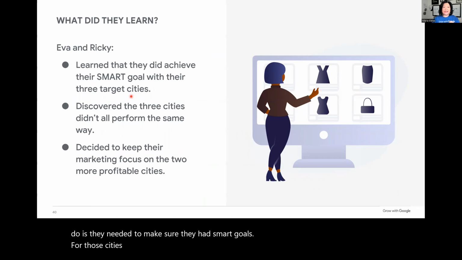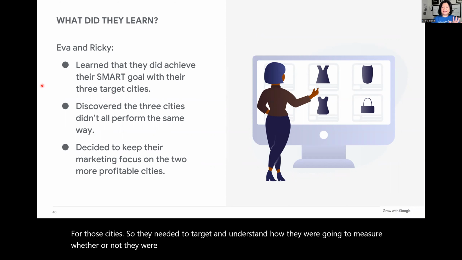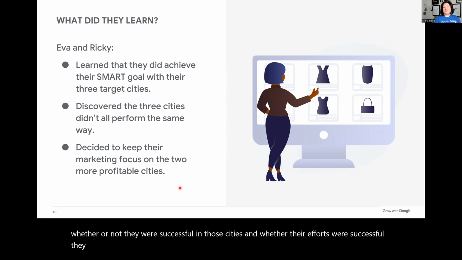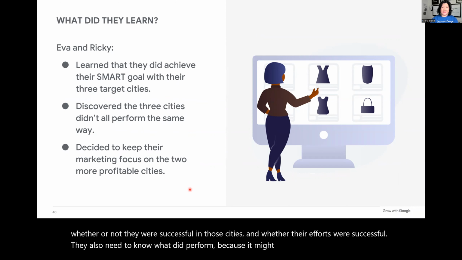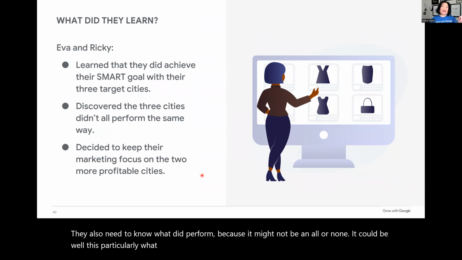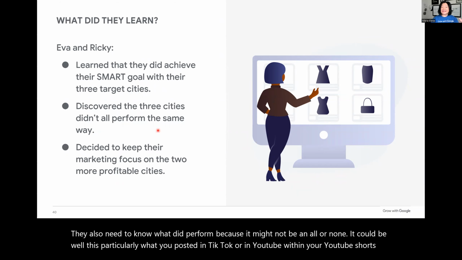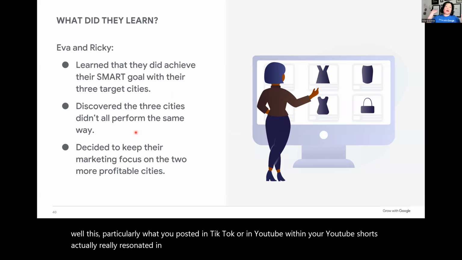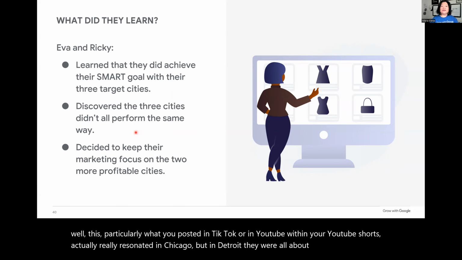So they needed to target and understand how they were going to measure whether or not they were successful in those cities and whether their efforts were successful. They also need to know what did perform, because it might not be an all or none. It could be that what you posted on TikTok or in your YouTube Shorts really resonated in Chicago, but in Detroit, they were all about Pinterest.